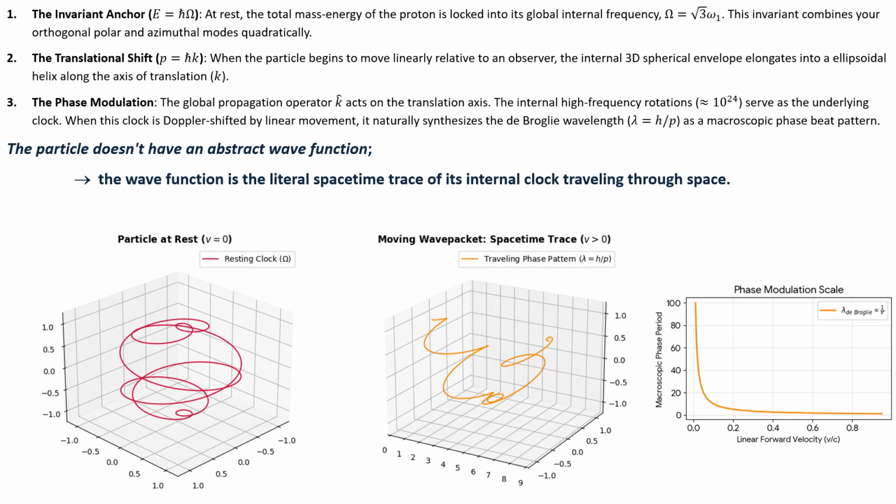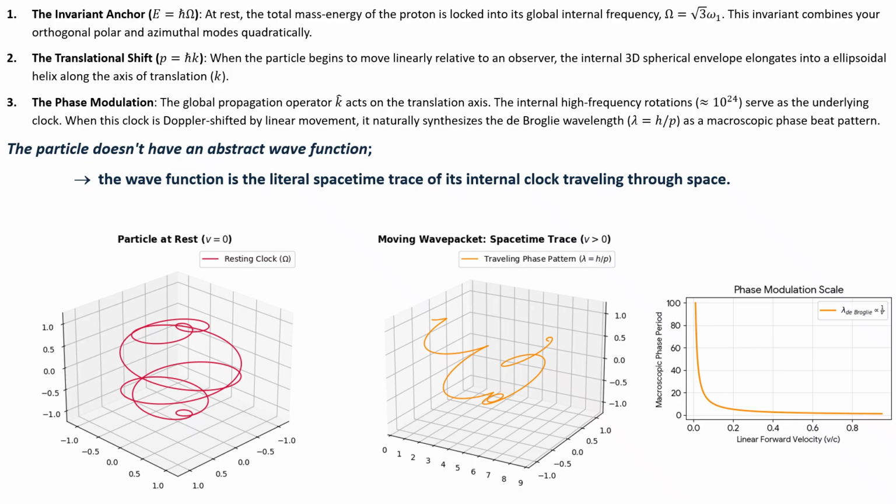We have an invariant anchor. I note that at the top, the energy is equal to the reduced Planck quantum of action times the capital Omega, written as a capital letter to distinguish it from the lowercase omega 1 and omega 2 that characterize the polar and azimuthal frequency of the two orthogonal oscillations.